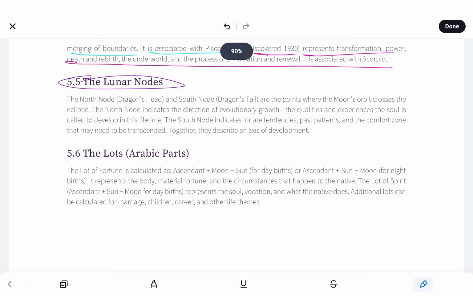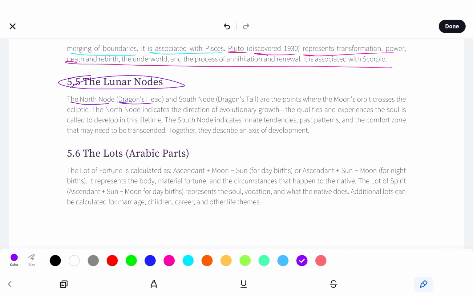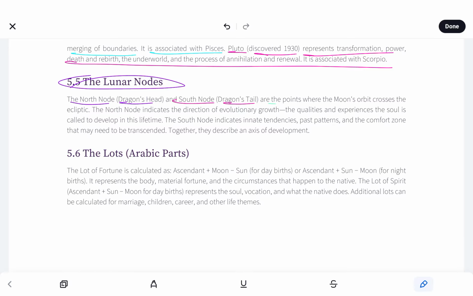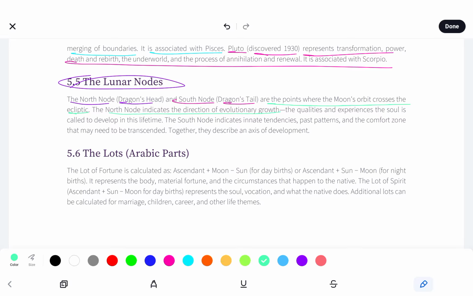Lunar nodes. So Rahu, the north node of the moon, the Dragon's Head, and Ketu, the south node of the moon, the Dragon's Tail. These are the points where the moon's orbit crosses the ecliptic. Rahu indicates the direction of evolutionary growth, the qualities and experiences the soul is called to develop in this lifetime, while Ketu indicates innate tendencies, past patterns, and the comfort zone that may need to be transcended. Together, they describe an axis of development.